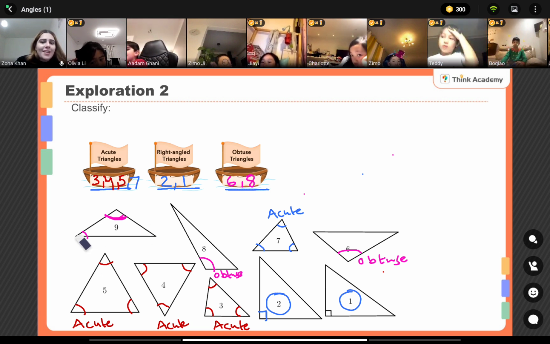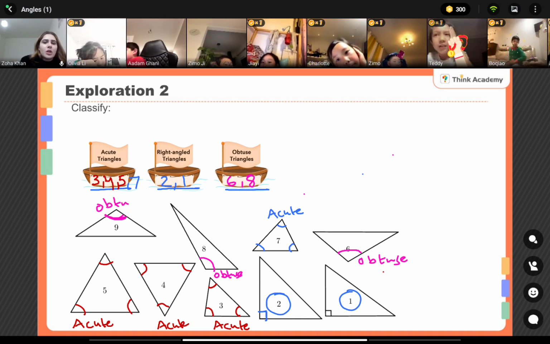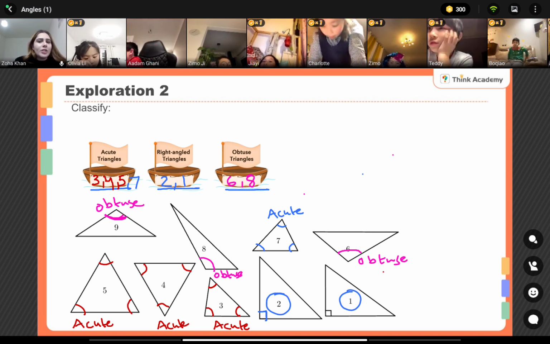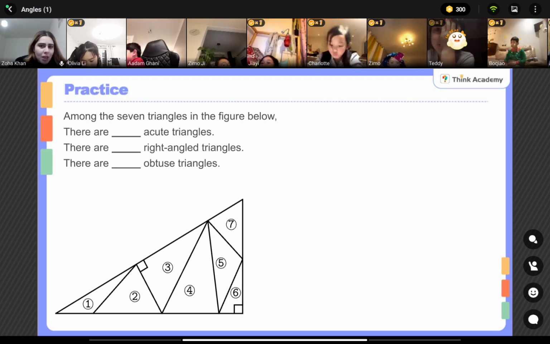So remember, if a triangle has one obtuse angle, it's an obtuse triangle. Okay, so everyone, it's very important for you to be able to look at triangles and then work out what type they are. Are they acute? Are they right angle or obtuse?